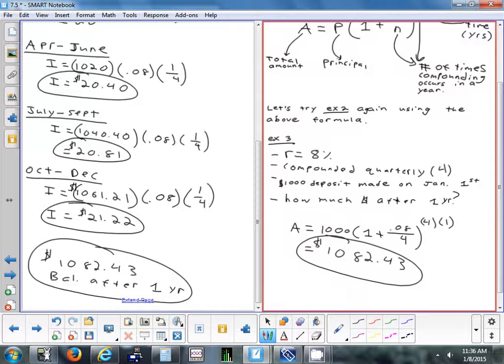Yeah. If what was different? If it was 2 years, for example. 2 years, then this would be a 2, and you'd be raising it to the 8th power. Okay, that's what I thought. Yep. That's the only thing that would change. But hopefully you can see how much easier this formula is to use.